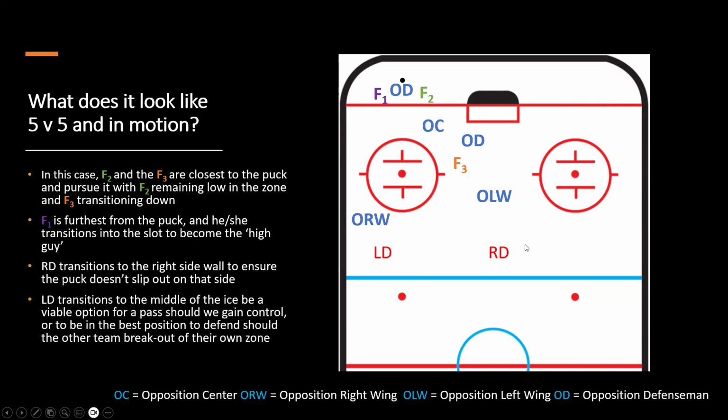Okay. So what does it look like in motion? Now I have our purple F1, our green F2, our orange F3. Those are our three forwards. We've got a 2-1-2 with our left defenseman and our right defenseman.